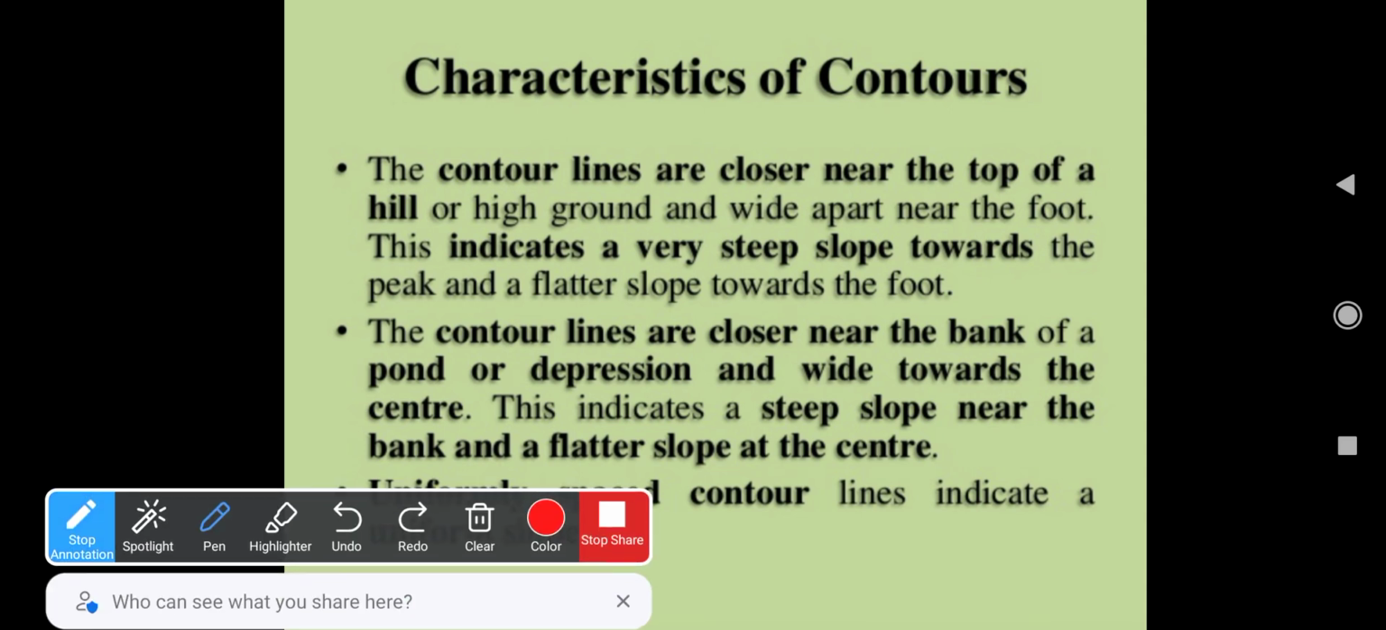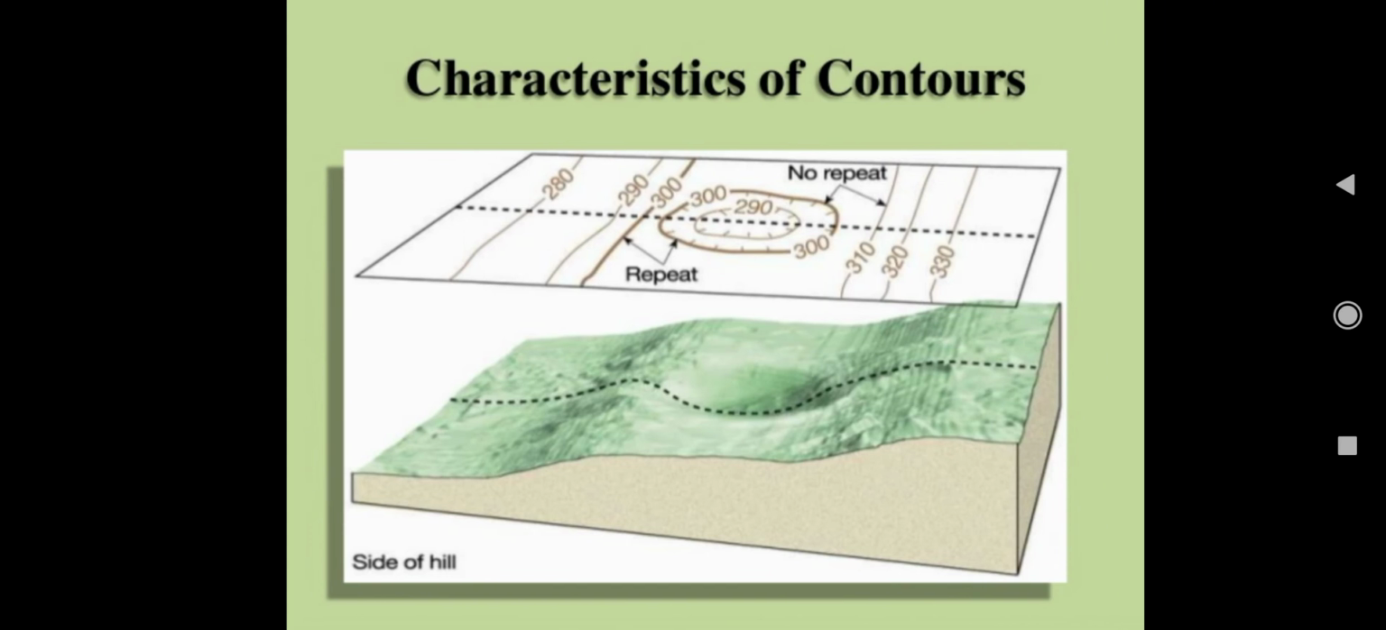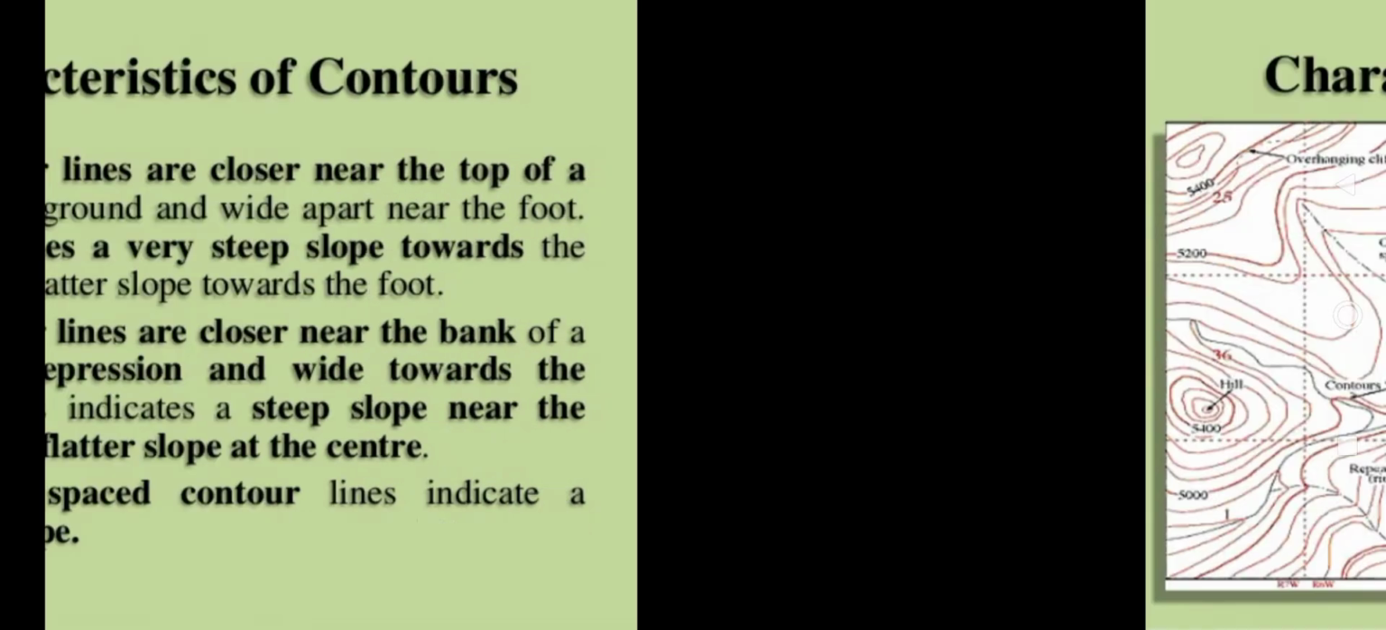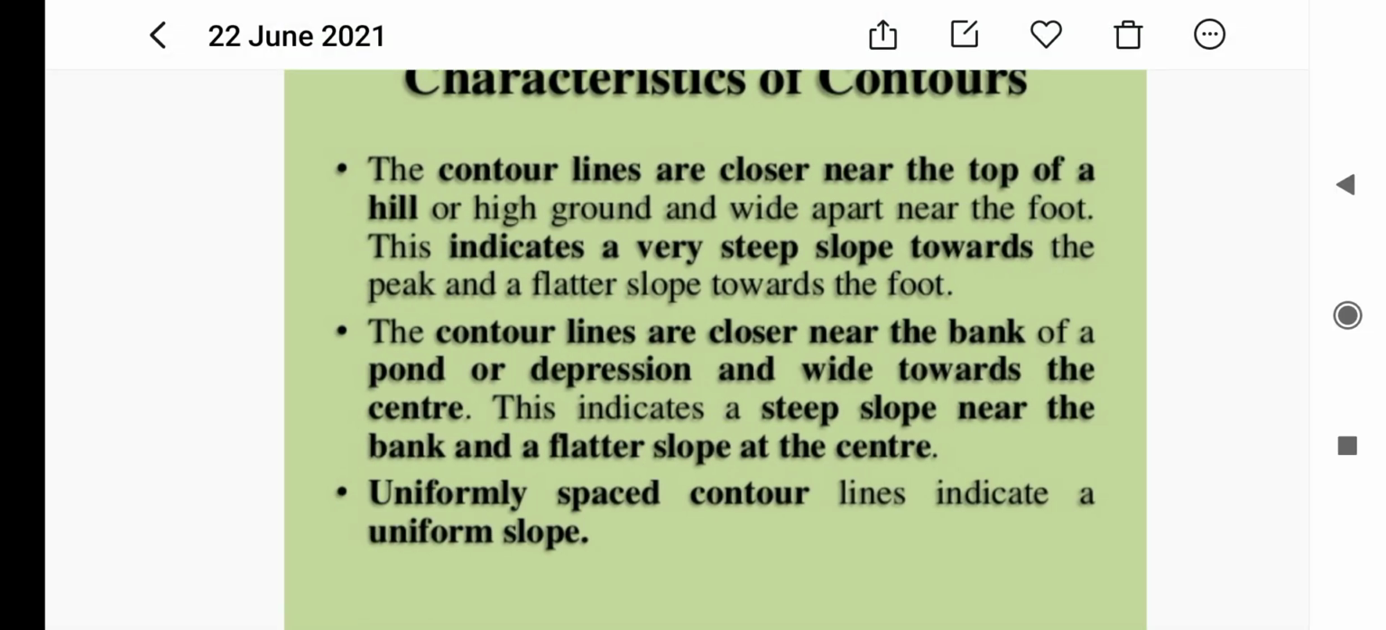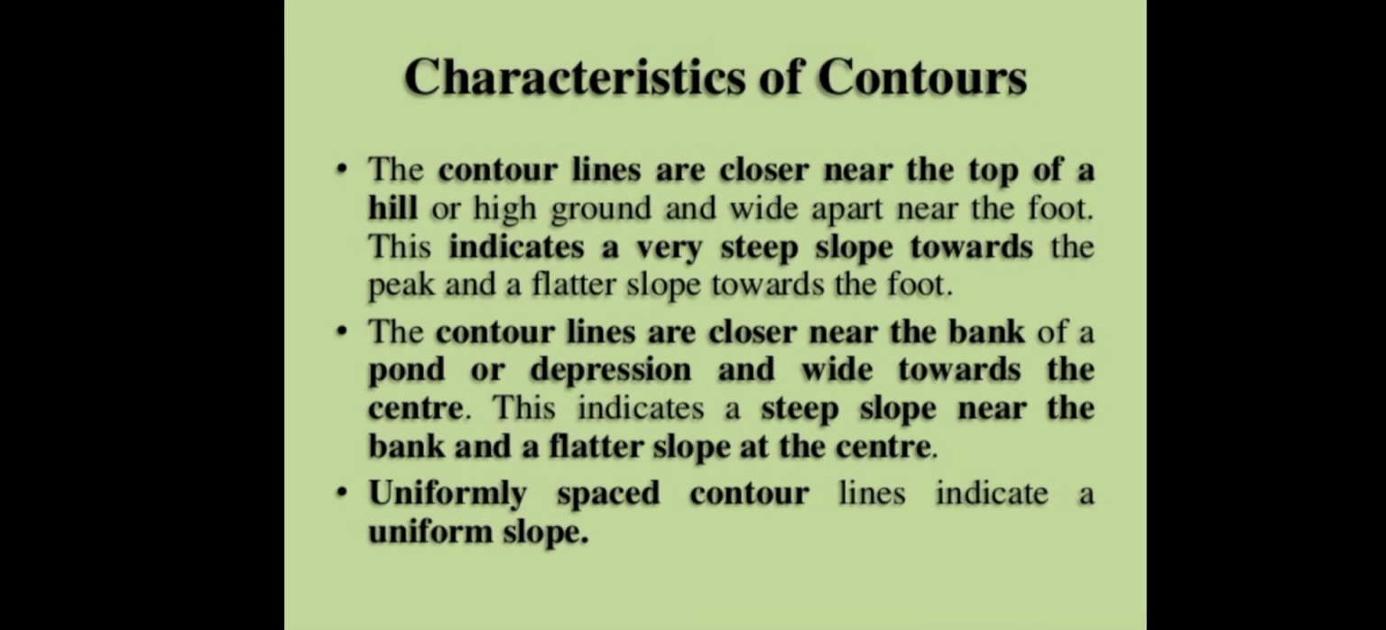Characteristics of contours: the contour lines are closer near the top of the hill or high ground. The contour lines are also closer near the bank of a pond or depression and wider towards the center. This indicates the steep slope near the bank and the flatter slope at the center. Uniformly spaced contour lines indicate a uniform slope.